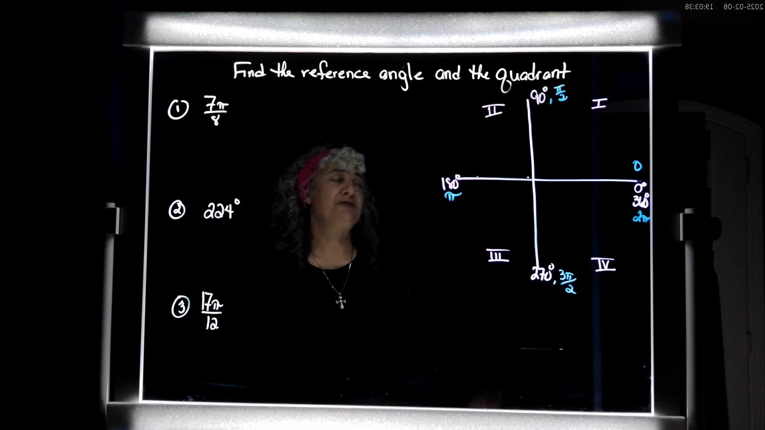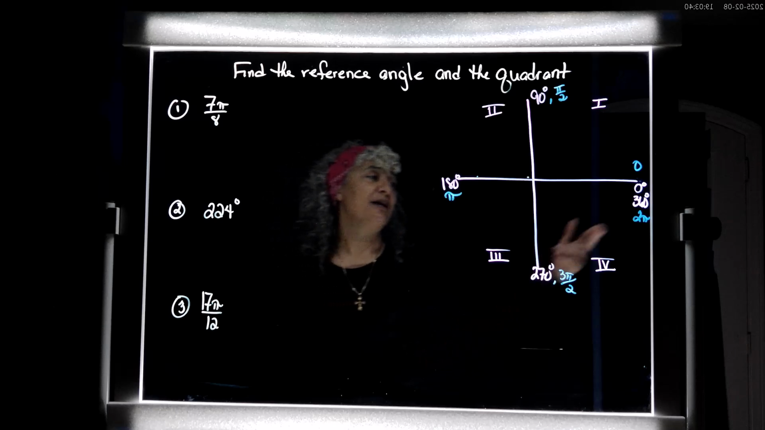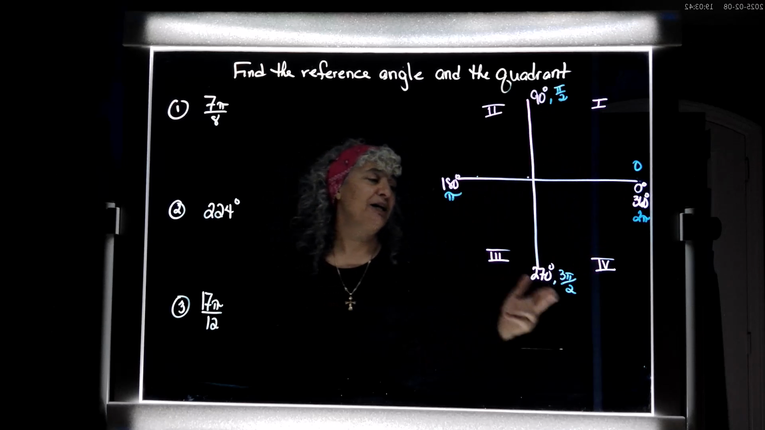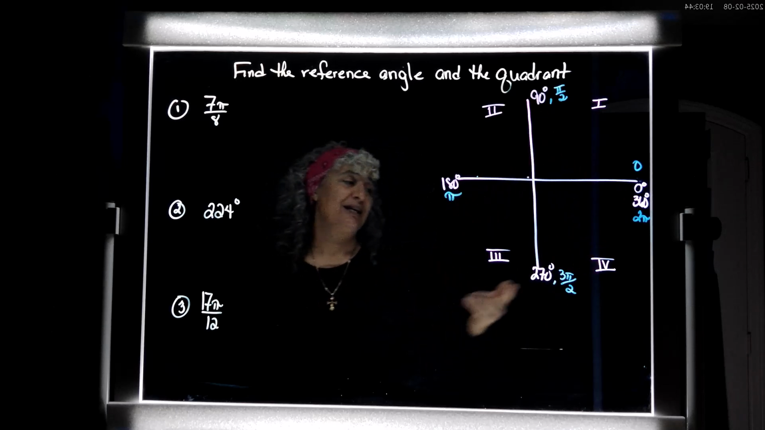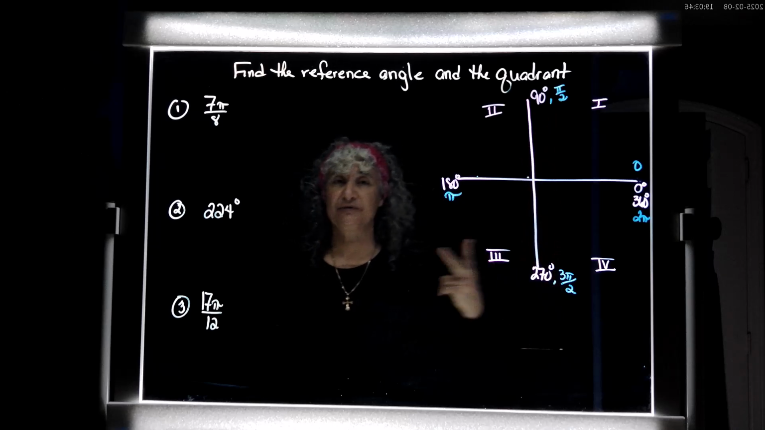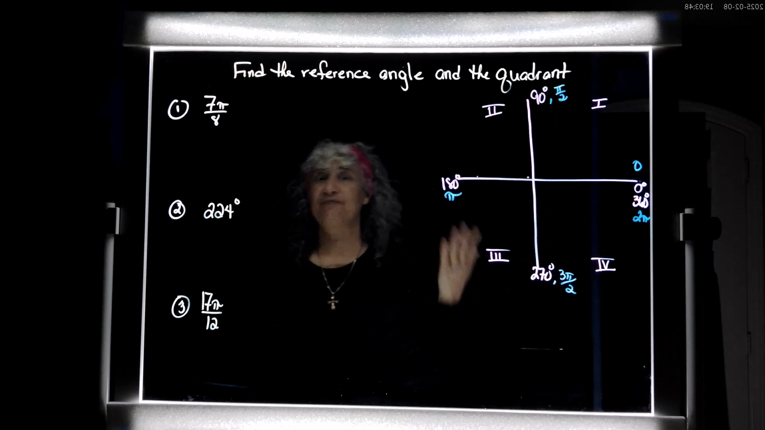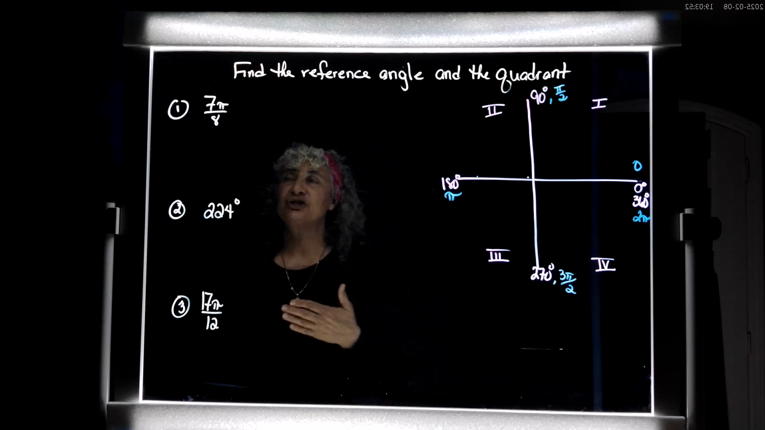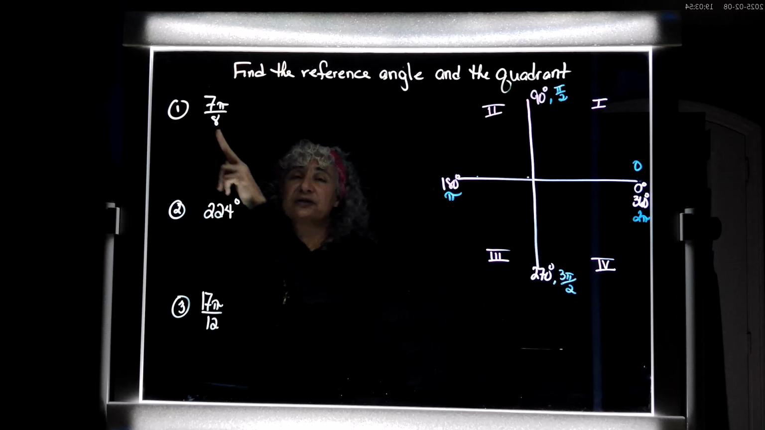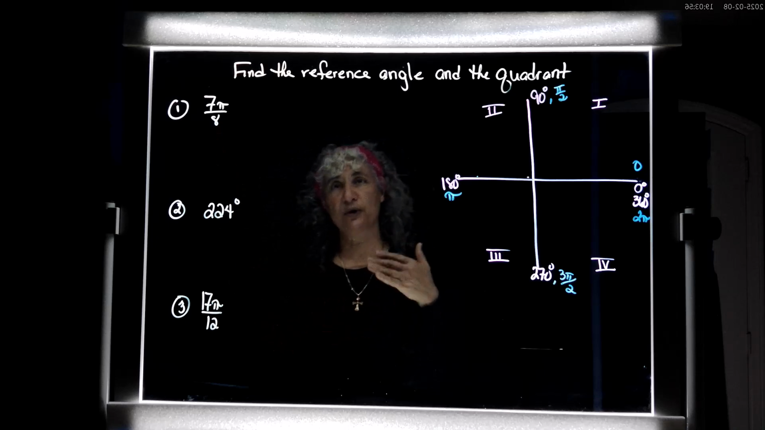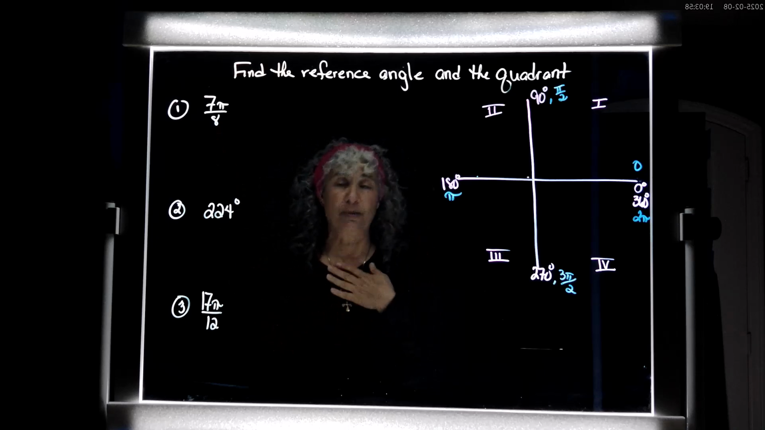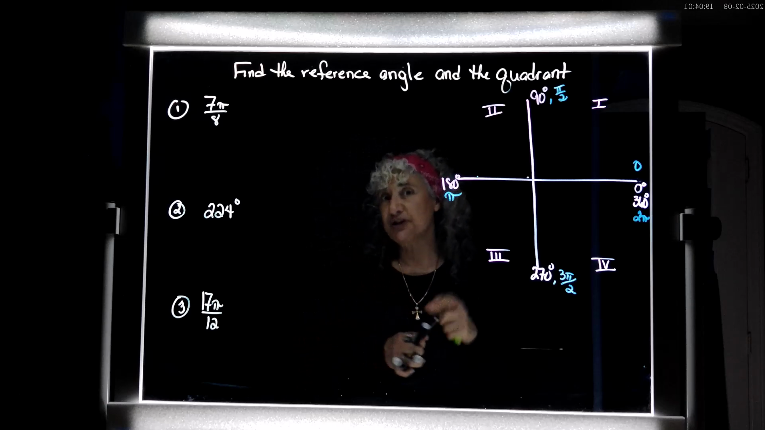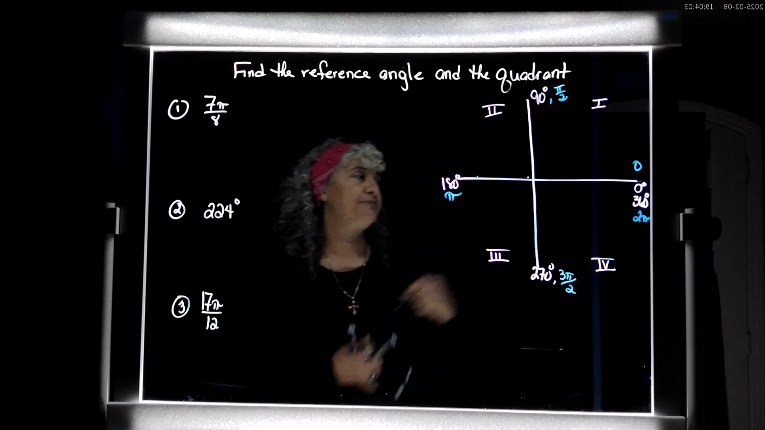Well, now I have a little bit of a challenge because the radians are not in denominators of 8. These two have a denominator of 2. These two have basically a denominator of 1. So I need to figure out where 7 pi over 8 is located, which quadrant. How am I going to do it? I'm going to turn everything into a denominator of 8.